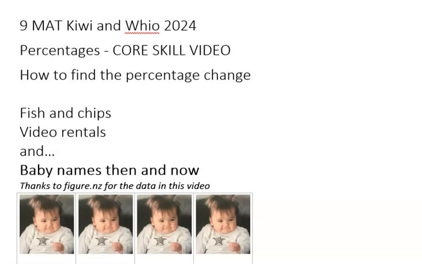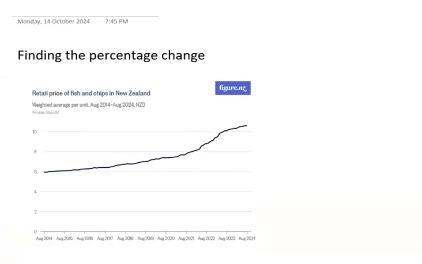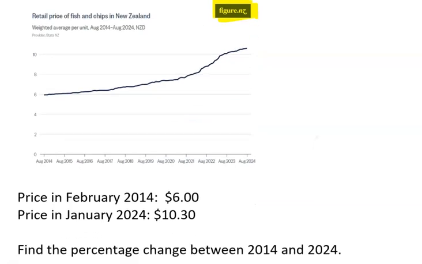Okay, so in this video, we're going to look at some real life examples, quite a lot of them, and we're going to learn how to find the percentage change. So finding the percentage change gives us a way to see how big a deal something is when it's changed over time. So I'm using some data here from Statistics New Zealand and a website called figure.nz, which has got some really cool graphs on it. The focus of this video, though, is not really going to be on the graphs, but just on getting a little bit of information out of them.